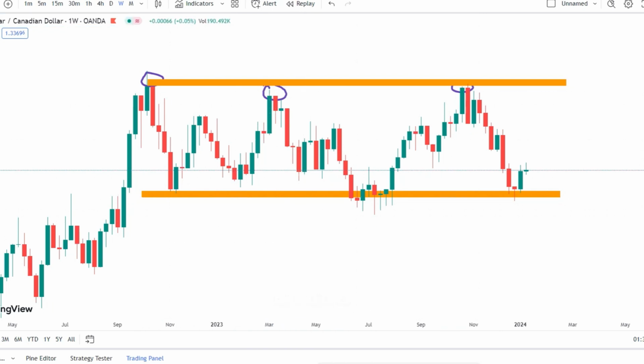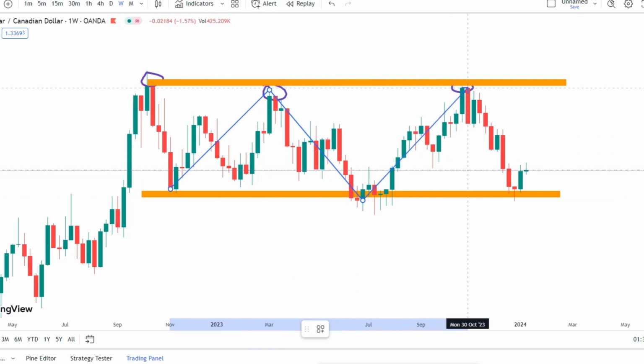As you can see here, the market came from this point right here, gave us this touch right here, and then we got this touch right here. You feel what I'm saying? And we got this touch right here, and we got this touch right here, and now we got this touch right here.